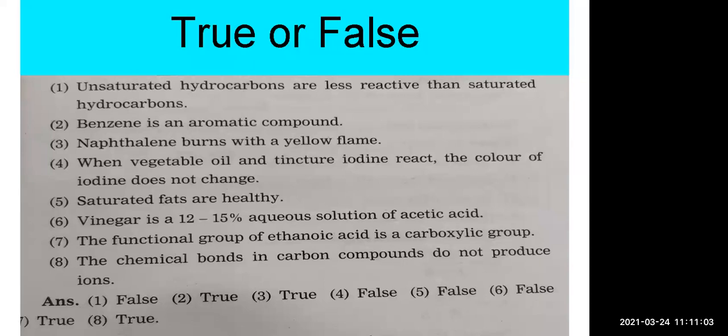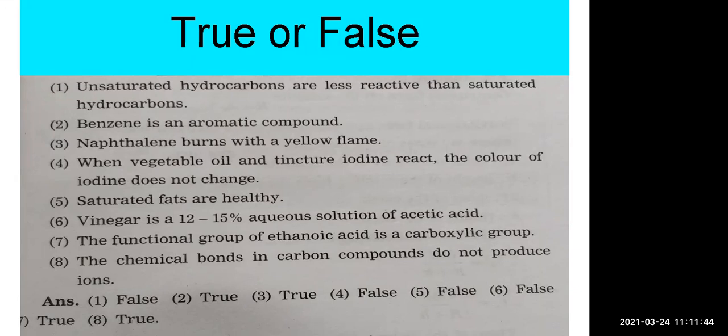Then comes, vinegar is a 12 to 15% aqueous solution of acetic acid. So here in this case, this statement is also false. It does not contain a 12 to 15% aqueous solution of acetic acid. Then comes, the functional group of ethanoic acid is a carboxylic group. Now here we know that ethanoic acid means carboxylic acid, the COOH group is present. So yes, it is true. The functional group of ethanoic acid is the carboxylic group.